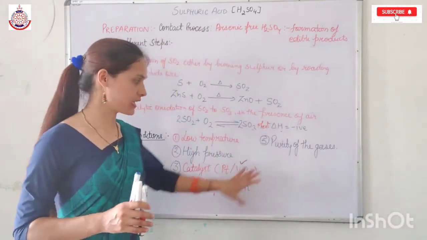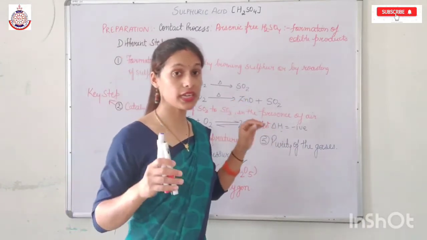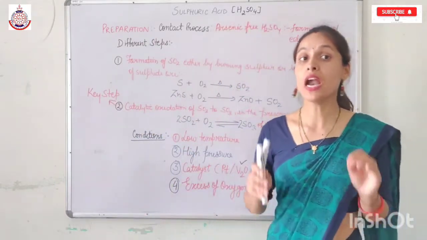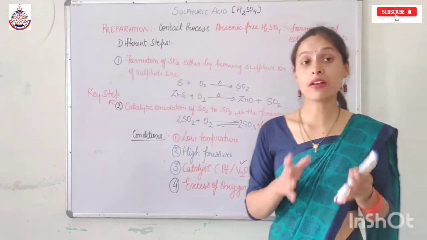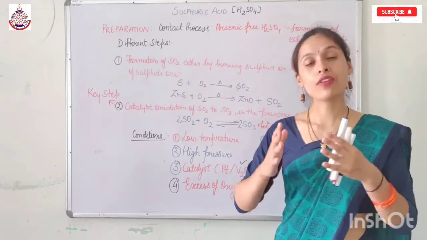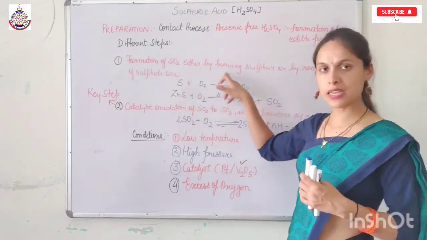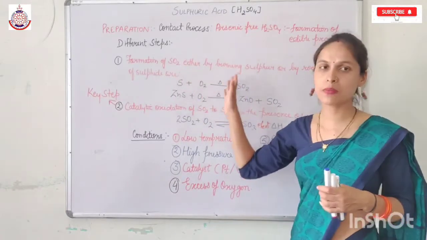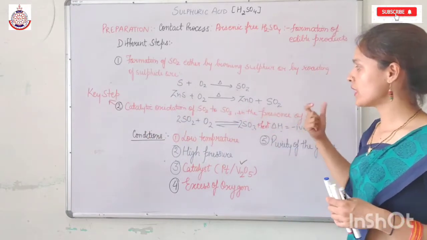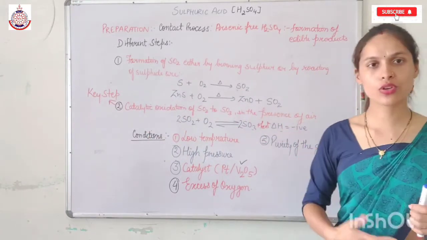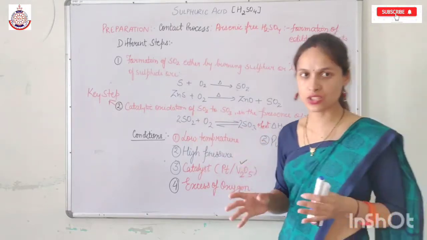So these are the 5 conditions. If these conditions are applied in the second step, we get a very good yield of sulfur trioxide, and so a very good yield of sulfuric acid. So the first step is the formation of SO2, either by burning sulfur or roasting sulfide ore. Second, catalytic oxidation of sulfur dioxide to sulfur trioxide in the presence of air, and because it is a reversible reaction, these are the conditions.